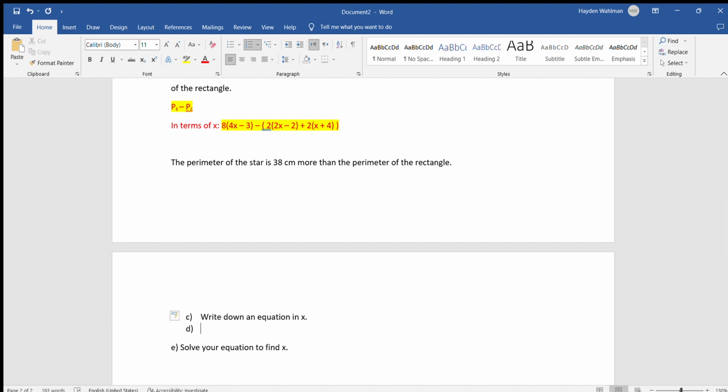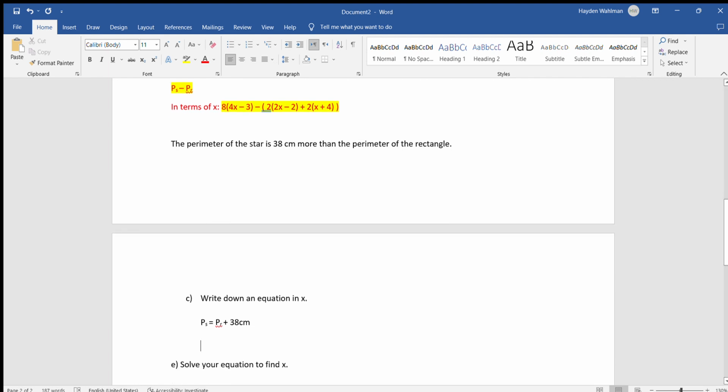So what I'm going to do first is write it down in terms of P because it's just prettier. So the perimeter of the star is bigger. So the perimeter of the star equals the perimeter of the rectangle plus 38 centimeters, right? Because the perimeter of the rectangle is smaller, and if you add 38, you're going to get the same size as the perimeter of the star. Okay, so that's the equation written down in terms of P.